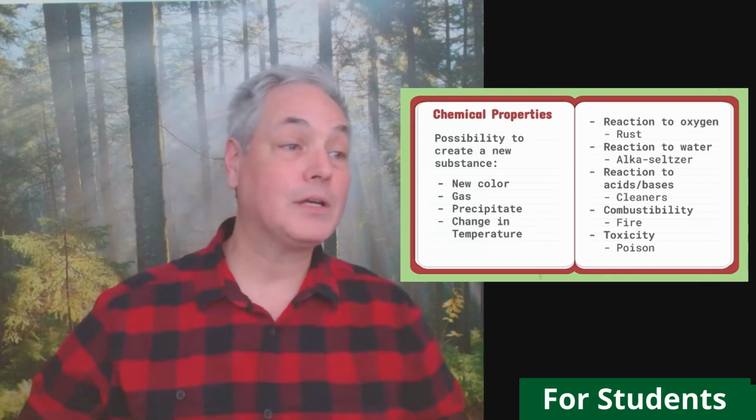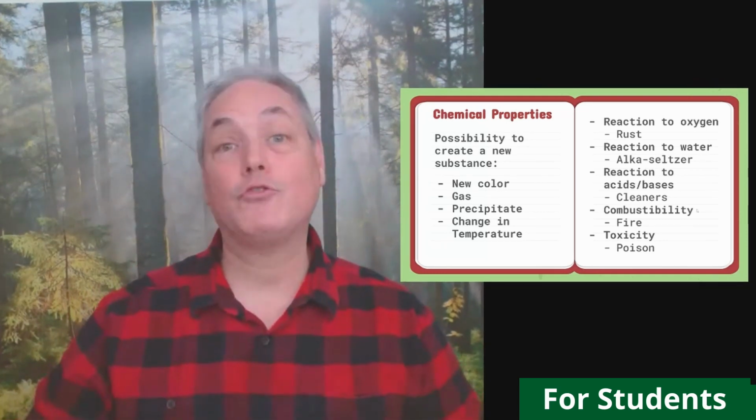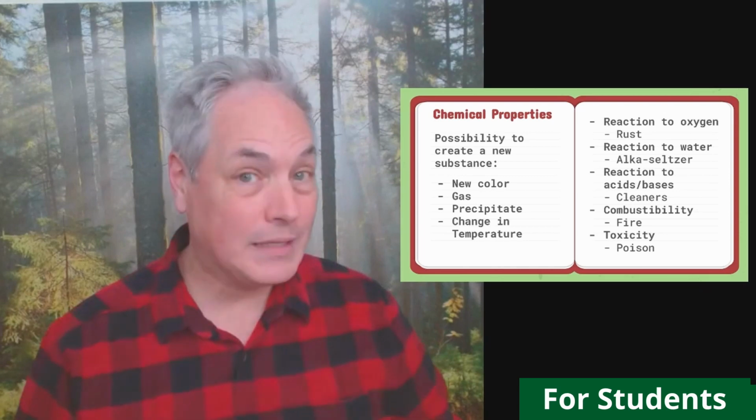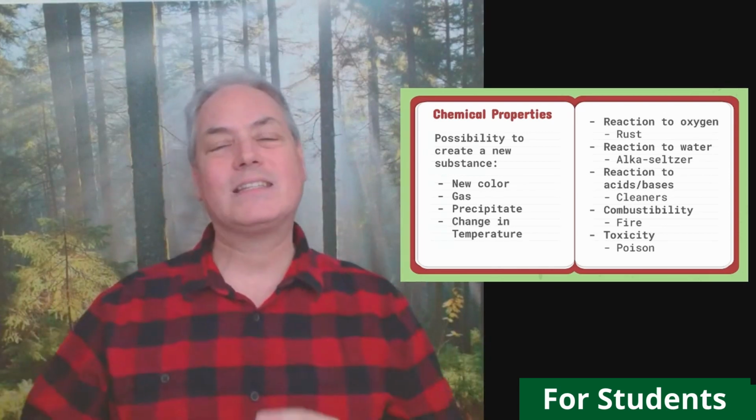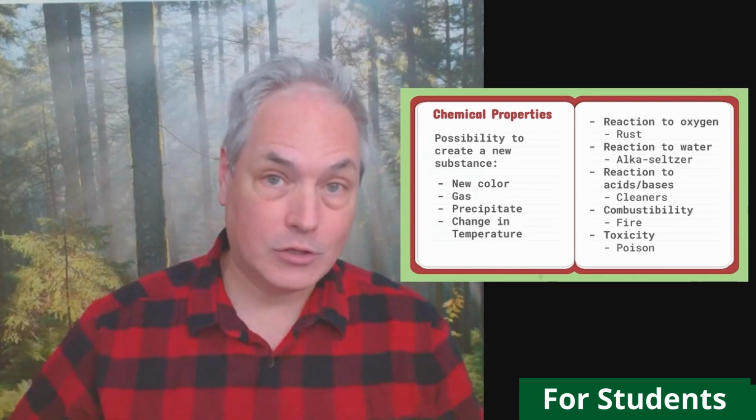We also have combustibility. So this idea here that if you have wood and you give it a little bit of energy, the wood will burn. That's an example of a chemical property.